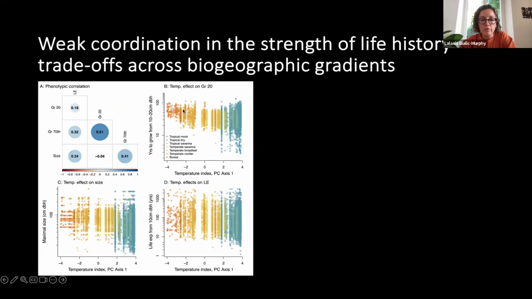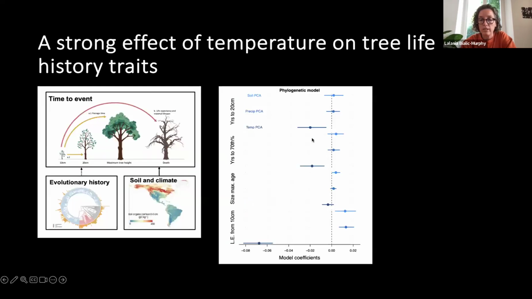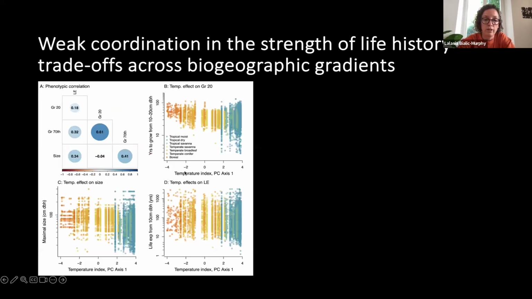And you can see visually the same kind of coefficients represented here in these scatter diagrams, looking at temperature on the x-axis, and then you have your growth strategy, your maximal sizes, and your life expectancy, with slower growing species in the boreal and faster growing species in the tropics. Also notice the variation, which I'll also be talking about in a minute. But this gives you a sense of the general patterns across biogeographic gradients.